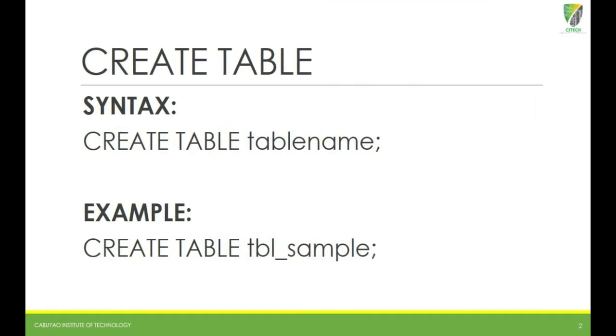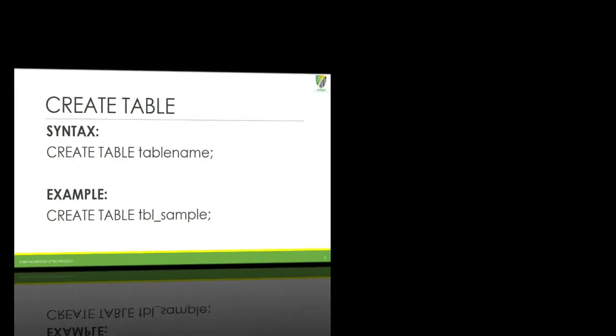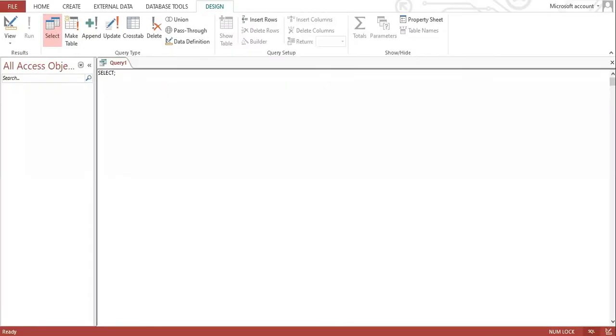Create table. There are two ways on how to create a table. First is just create table and then table name. This would simply create a table without columns inside. Do not forget to add a semicolon at the end of every query or statement. Let's try the first example. We'll create table sample. There, table sample was created.